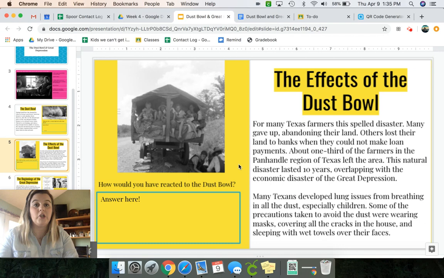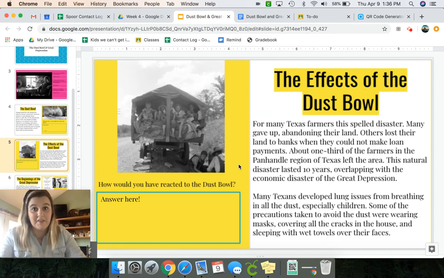A lot of people are going to lose everything because they still owe money to the banks, and so the banks will come and just seize all their stuff and say, you know what, you still owe us money. If you can't pay us, we're going to take your stuff. And so these people are homeless, and so they just start moving west. We see this massive migration of people westward. We see one third of the farming population leave the panhandle of Texas, leave northern Texas.